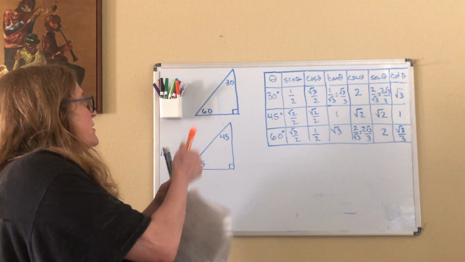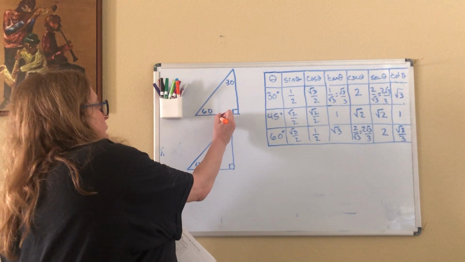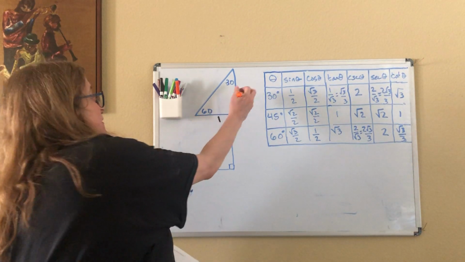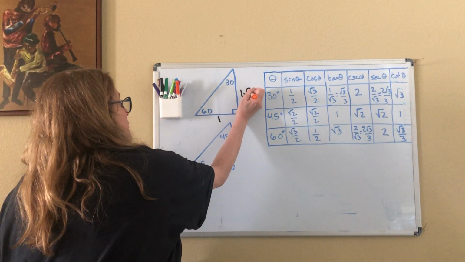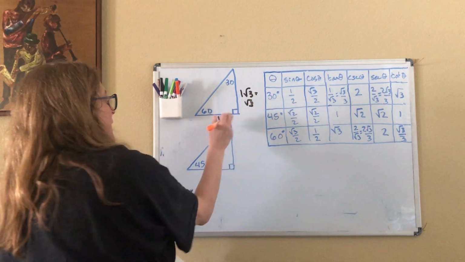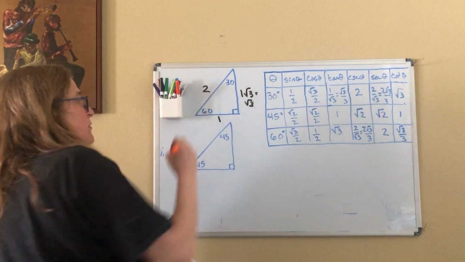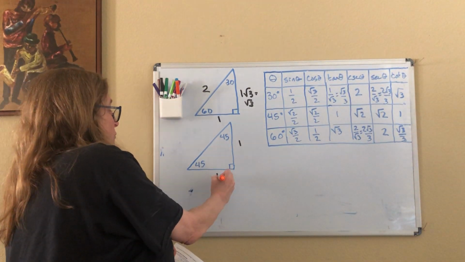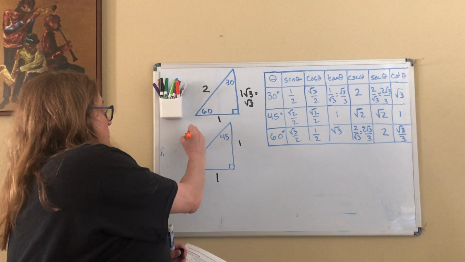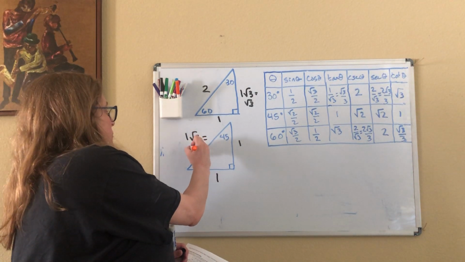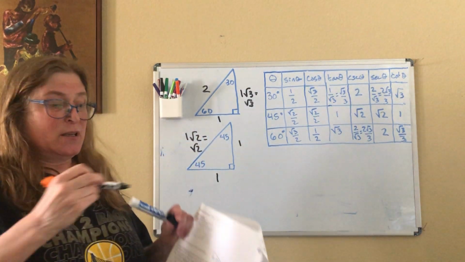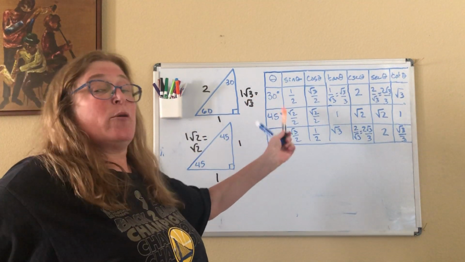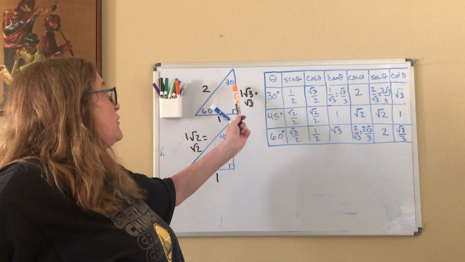We are going to call the side opposite the 30 a 1. And then if x is 1, this would be 1 root 3, which is just root 3. And this would be 1 times 2, which is 2. Again, we're going to call x 1 here, so this would be 1 and 1. And this would be 1 times the square root of 2, which is equal to the square root of 2. So this beautiful chart is all of the SOHCAHTOA that we are doing using these triangles.